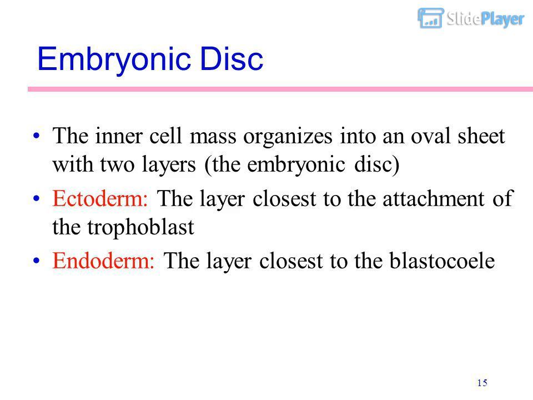Embryonic disc. The inner cell mass organizes into an oval sheet with 2 layers, the embryonic disc. Ectoderm, the layer closest to the attachment of the trophoblast. Endoderm, the layer closest to the blastocele.